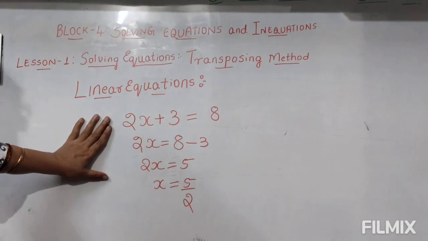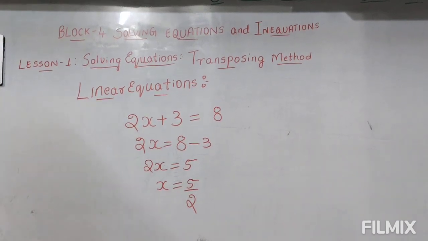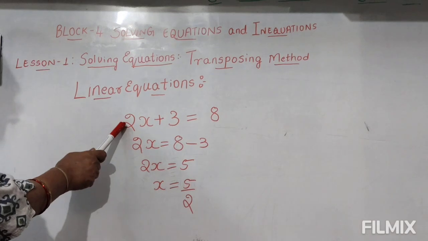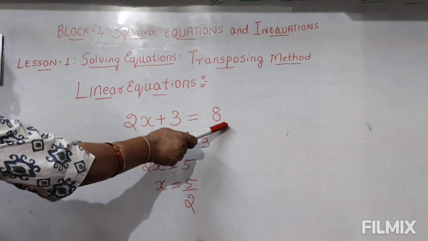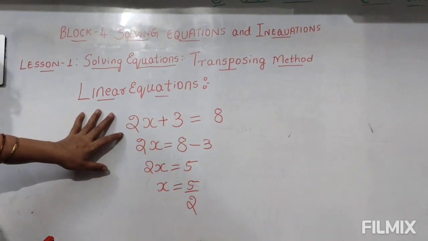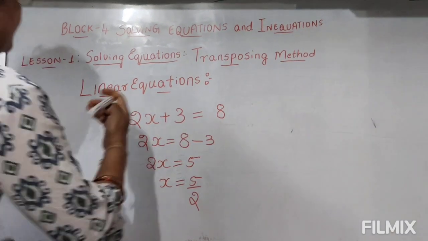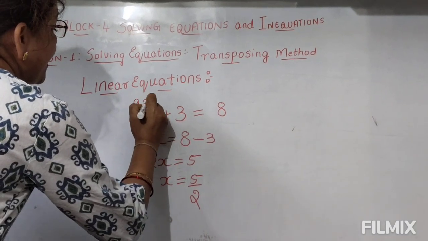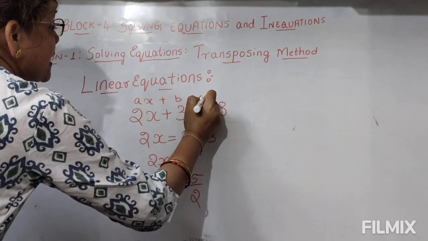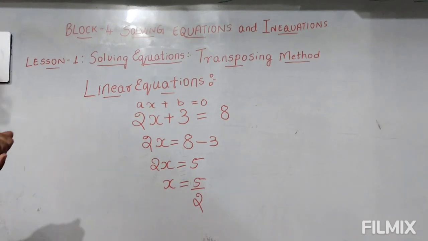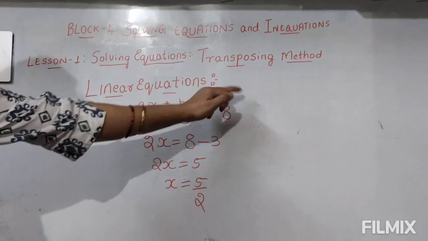Now look at this equation. It is in the form of ax plus b is equal to 0, just like the linear equation general form. Understood? So look here. Ax plus b is equal to 0. Understood? Therefore, 2x is equal to 8 minus 3.